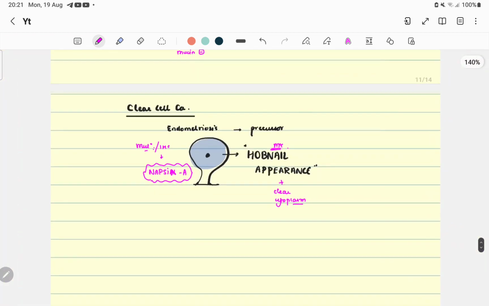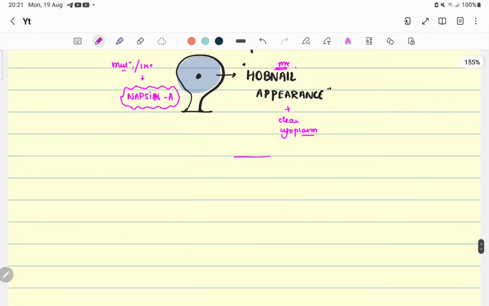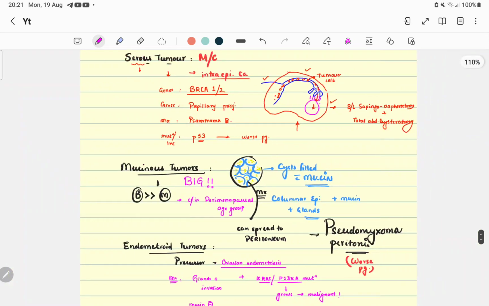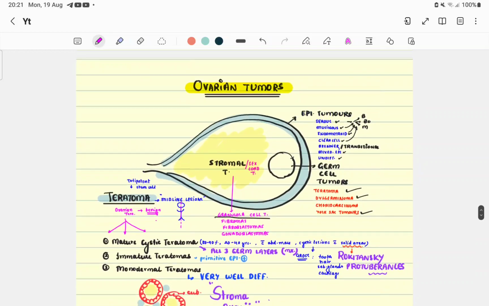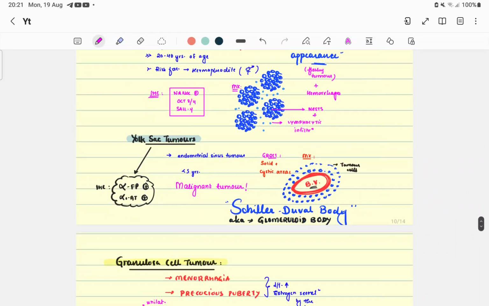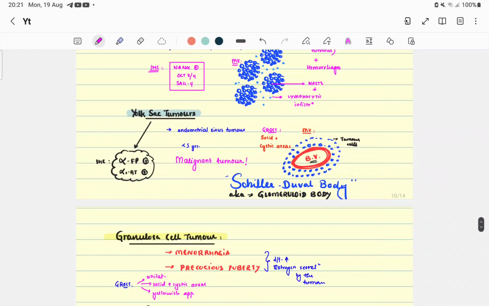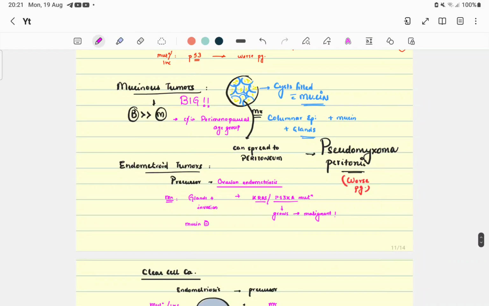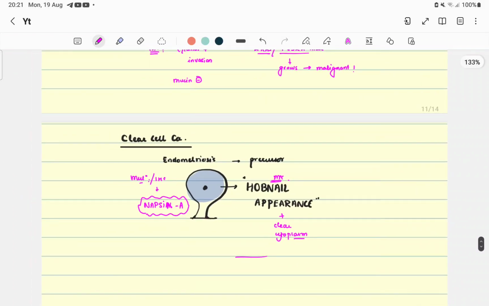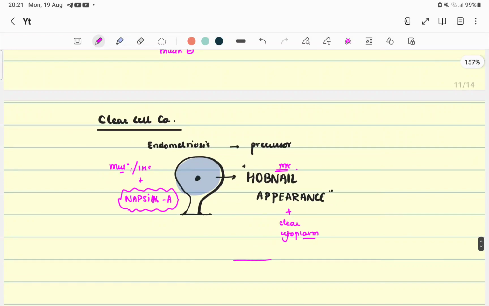Okay, so that finishes our ovarian tumors. Of course, I covered it in a very short and non-comprehensive way, because we don't require that much. So this much is sufficient for NEET PG as well as the prof exams if you can write, basically. So that's all in today's lecture.